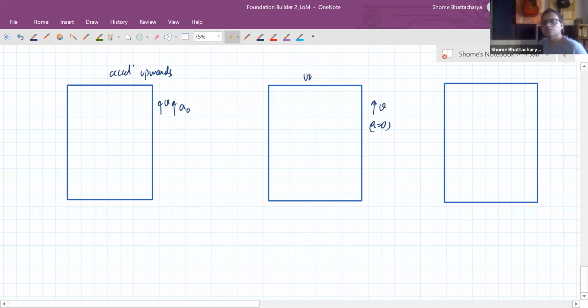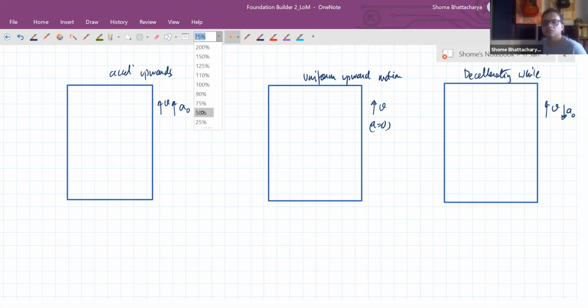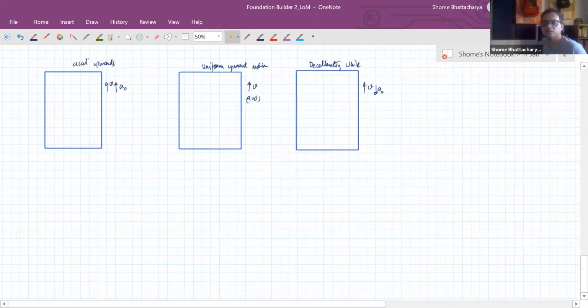It's going up with the uniform upward motion. Okay. And the third case is when it is going up with some velocity, but it is decelerating. So its acceleration vector is downwards. So in this third situation, the elevator is decelerating while moving upwards. Okay. So the three situations you have to understand how that is going to affect the reading of the weighing balance, while moving up.